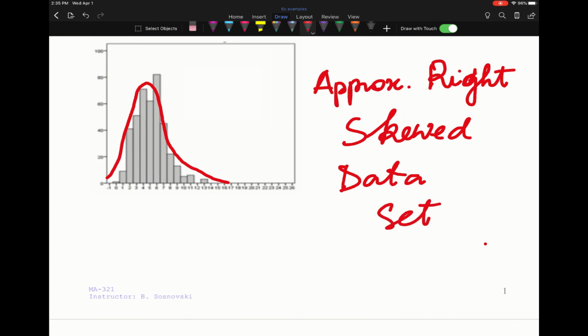Notice that the tail, the lowest frequency, tends to happen to the right, and the highest peak is a bit more to the left. So this corresponds to a skewed data set. Skewed data sets do not represent a normal distribution, not even an approximately normal distribution.